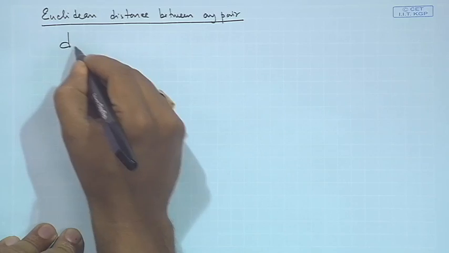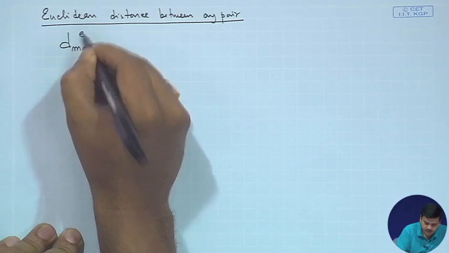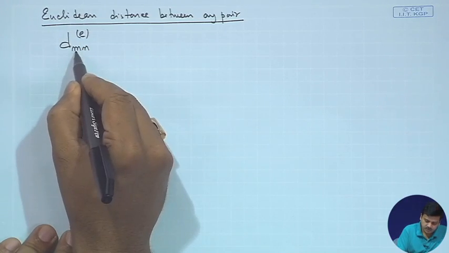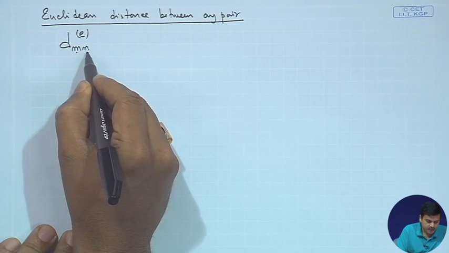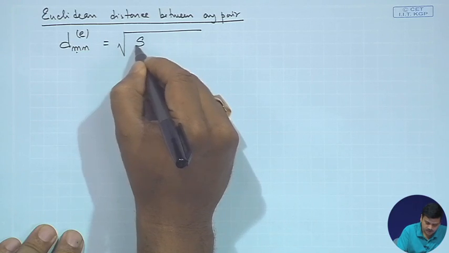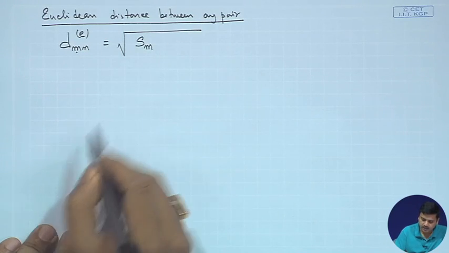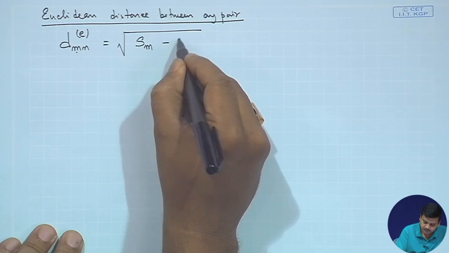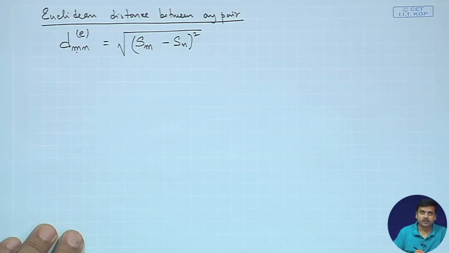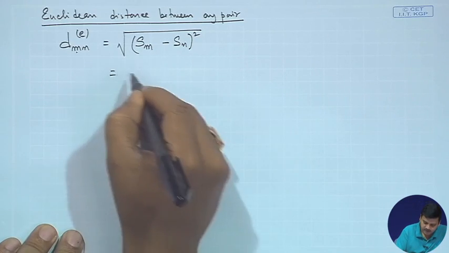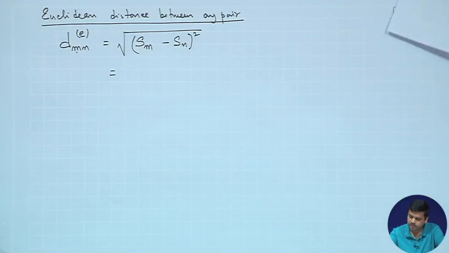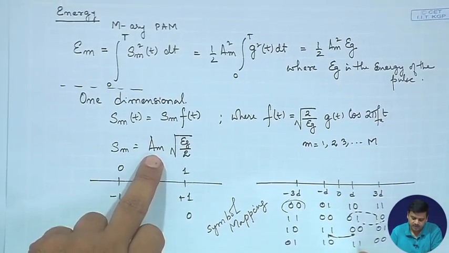So, d_mn, that is the notation that we write, the Euclidean distance between level m and level n. So, we define it as Sm, the symbol coefficient, minus Sn. So, this you can think of in vector notation, squared, and Sm we have already described how we should write, that is we have it here, right.